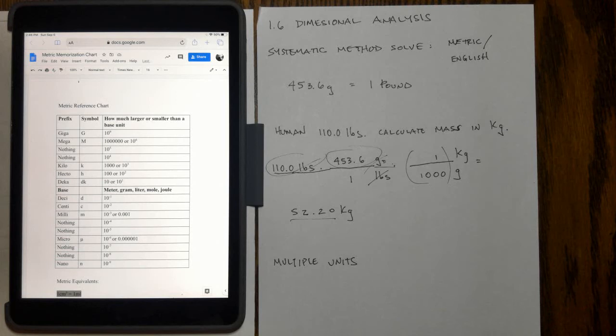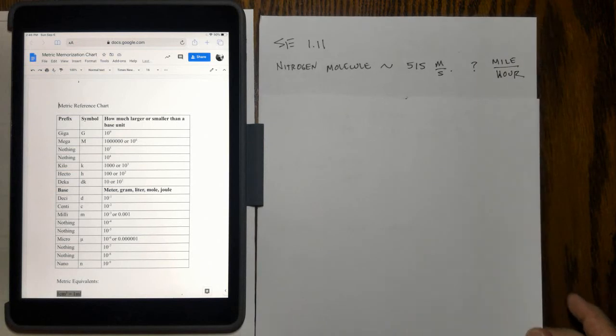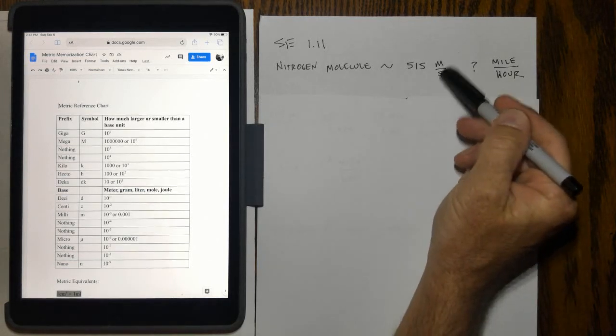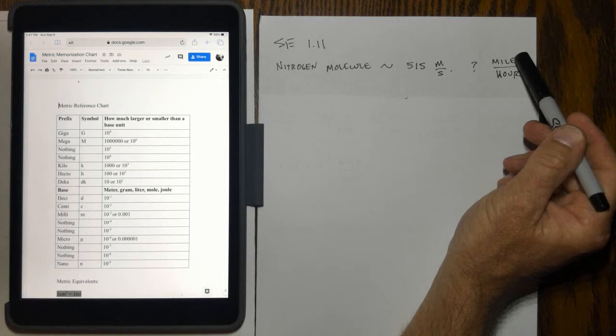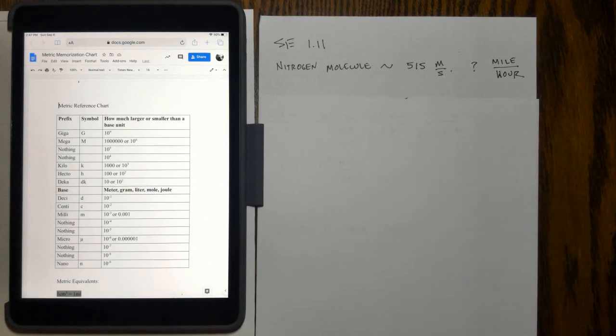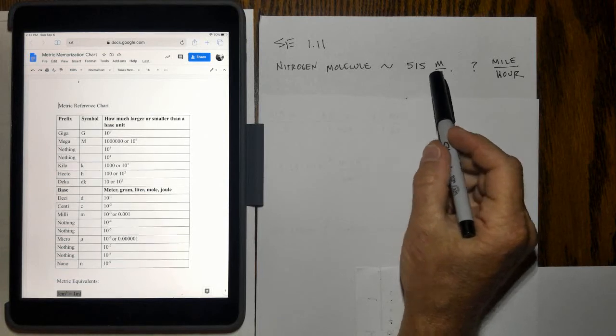Let's take a look at one example problem that uses multiple units. So here we have an example problem where a nitrogen molecule, its average speed in air at 25 degrees Celsius is about 515 meters per second. Well, how fast is that in miles per hour? Okay, so we have multiple units right here, meters per second, and we want to know what that is in miles per hour.